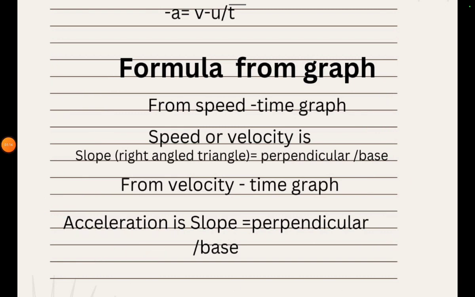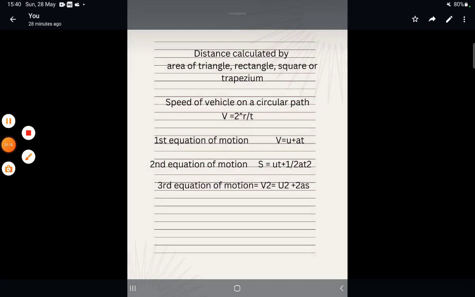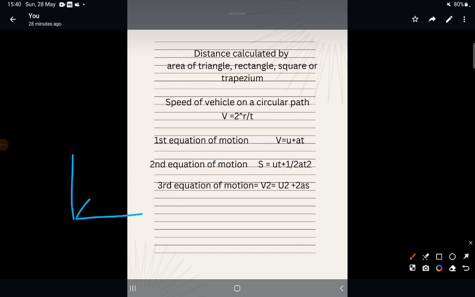The next formulas for this are for distance traveled. Suppose we have to find out the distance traveled in this graph, the entire distance traveled from here to here, O, T and V. We have to find out the distance traveled.